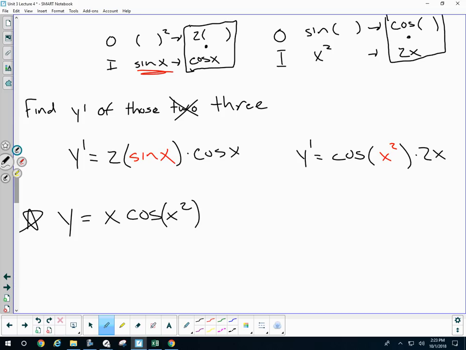If we go straight to the chain rule, we say the outside is x cos of, guess what? That's a product. Now, you could take the derivative of that outside using the product rule, but most people won't. So instead, make sure you recognize that this is a product. Many of you, I am certain, made that mistake.